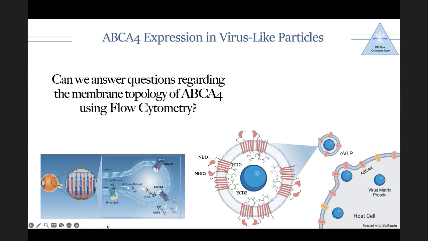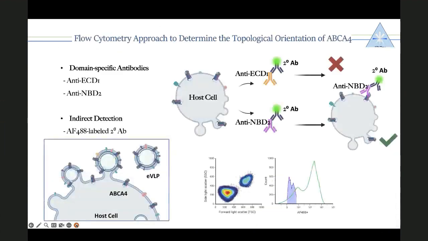So to indirectly answer our question, we decided to examine the host cells, as it is easier to analyze the cells than the VLPs, and that's where we use flow cytometry to determine the topological organization of the ABCA4 in the insect host cell plasma membrane. Can we move on, please?